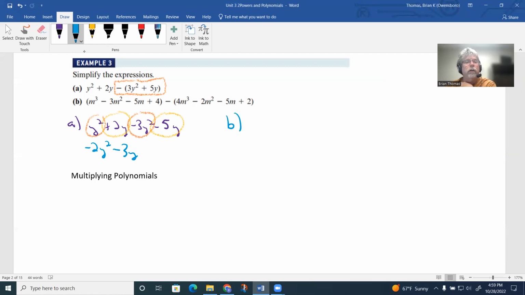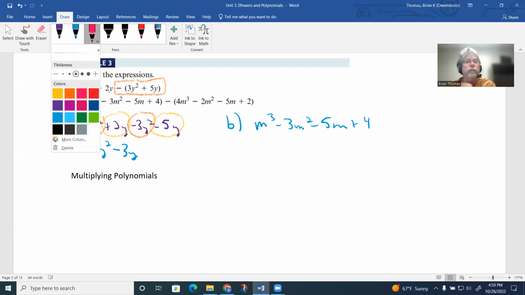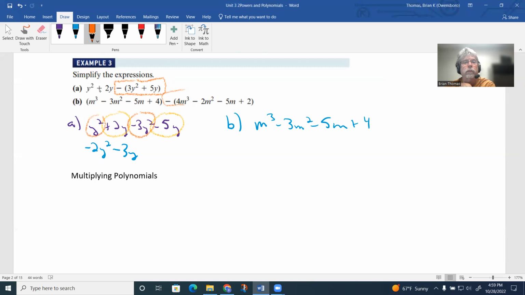So on B, notice how the first polynomial, and then we're subtracting the second polynomial. But the first one, the parentheses are just saying we have this 4-term polynomial, but since there's nothing outside the parentheses, those parentheses can drop. M cubed minus this 3m squared minus this 5m plus the 4. But notice how we have subtraction present. With subtraction present, on the second polynomial, all the signs inside the parentheses must change before we drop the parentheses. So that 4m cubed turns into a negative 4m cubed. This negative 2m squared turns into a positive 2m squared.